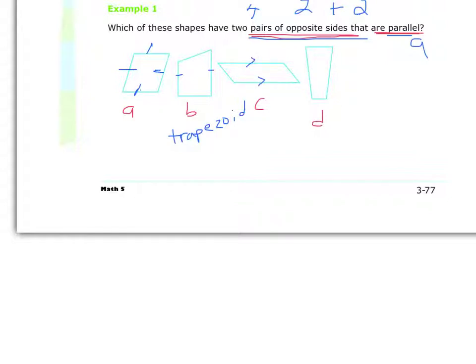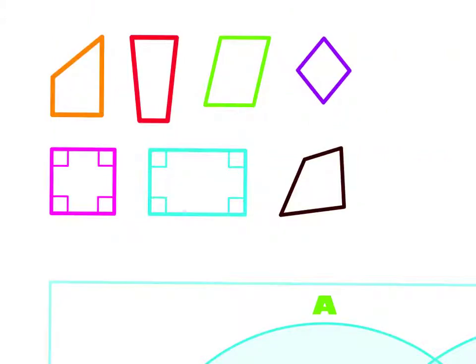C, 2 pairs of parallel lines. Yes, this is parallel to this, and this is parallel to this. It has intersecting corners. It would be considered a parallelogram. And D has, sorry, 1 pair, 1 set of parallel lines. These 2 are parallel, which would also make it a trapezoid. So here we have B and D, which are trapezoids, and A and C, which would be considered parallelograms. Specifically, C would be a parallelogram, whereas A, because all of its side lengths are the same, would be considered a rhombus.